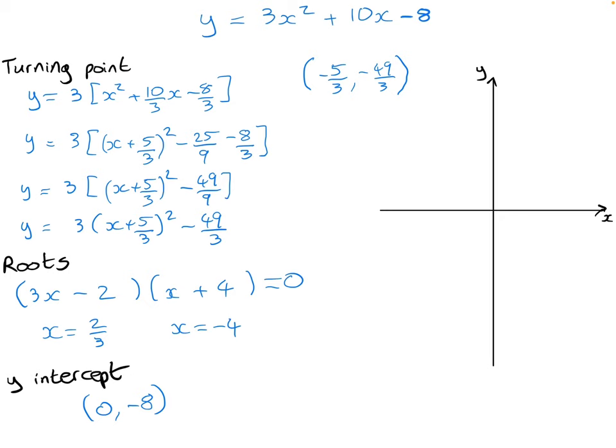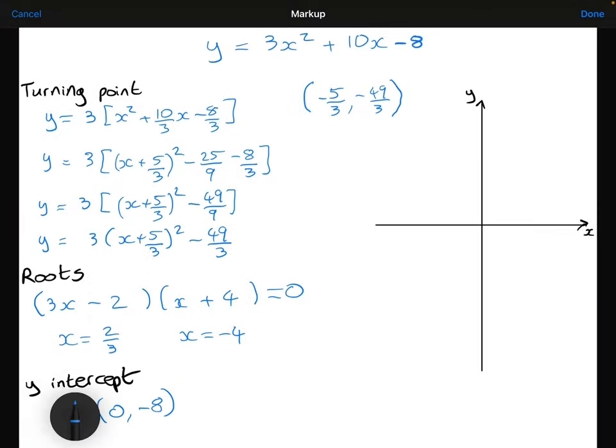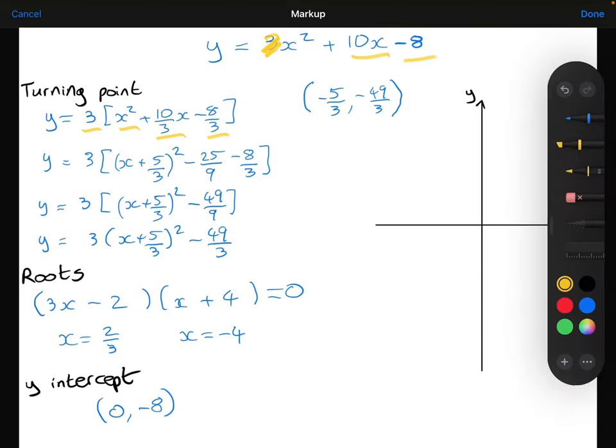Now, here's my working out for this. I've already written it down just to save a bit of time, so the video is not quite as long as it would have been, but I'll explain it. So the first thing I've done is I've factorised the 3 outside. The 3 times the x squared is 3x squared. The 3 times the 10 over 3x is the 10x. And the 3 times the minus 8 over 3 is the minus 8. So step 1, I've factorised the 3 outside. Notice the square brackets.